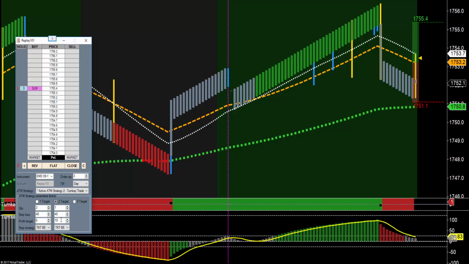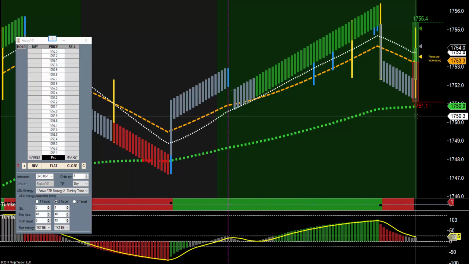I find this to be a very effective strategy when first starting out with Turnkey Trader. But there are several different money management strategies you can use, and you can refer to the ATM videos for the different settings. So we'll go ahead and speed this trade up and see how it develops.